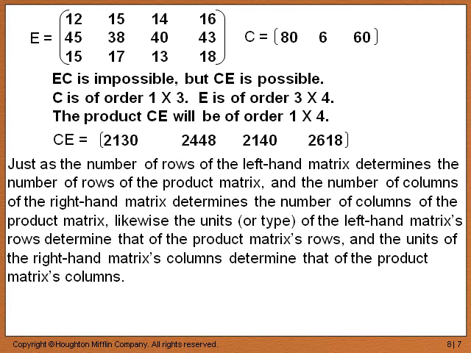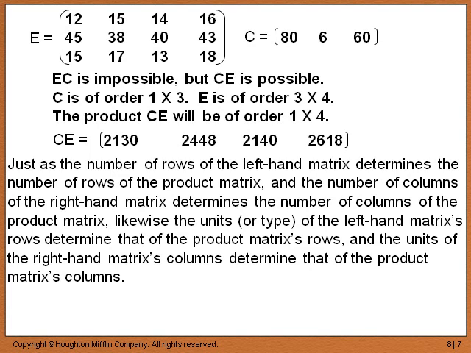Just as the number of rows of the left-hand matrix determines the number of rows of the product matrix, and the number of columns of the right-hand matrix determines the number of columns of the product matrix, likewise the units, or type, of the left-hand matrix's rows determine that of the product matrix's rows, and the units of the right-hand matrix's columns determine that of the product matrix's columns. So let's look at this specific example.